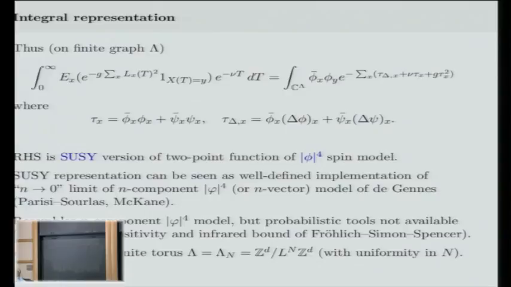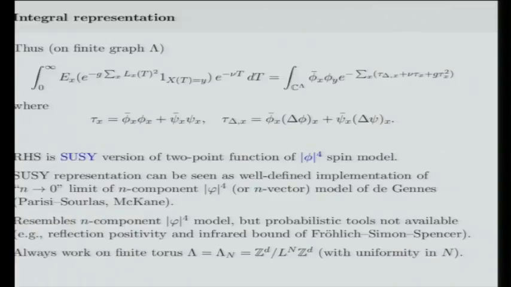And in fact, this connection with spin models is not new. It's very old. It was already realized by de Gennes that if you take an n-component spin model, or say an n-vector model, and formally let the number of components tend to 0, then what you obtain are self-avoiding walks in some way.